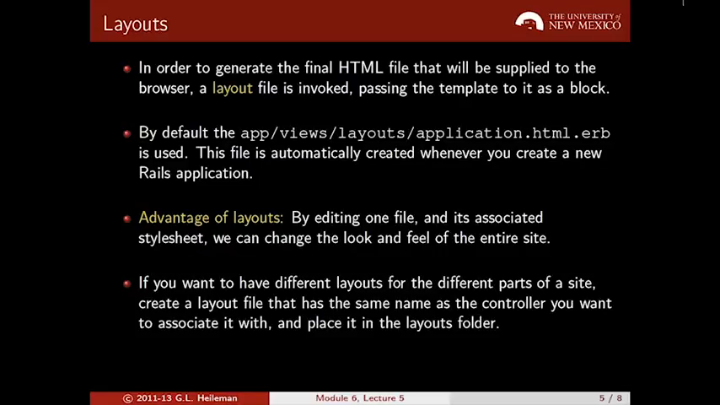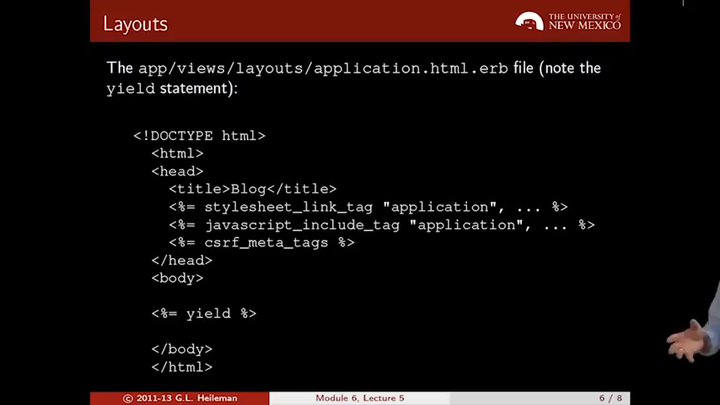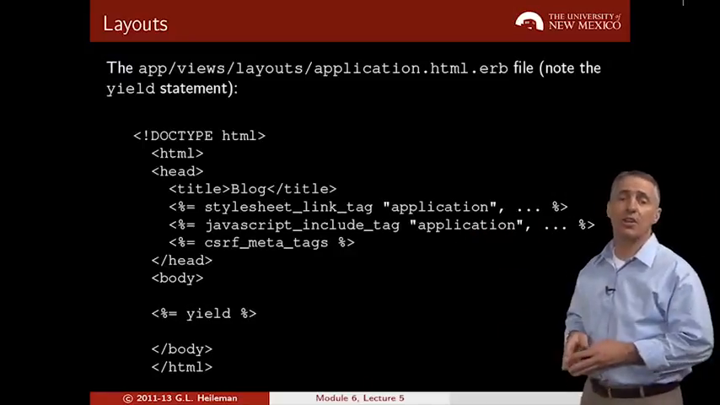And the way you do that is you name the layout the same name as your controller that you want to associate it with, and you place it in that same layouts folder that application.html.erb is found in. So as an example, if you wanted to create a layout for your posts, you would call it posts.html.erb, and here's where you would put it.